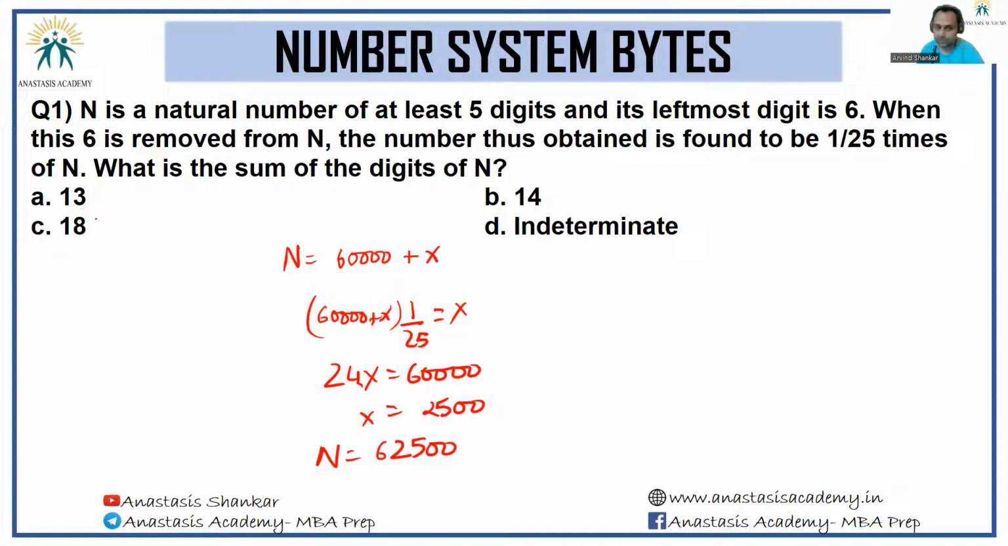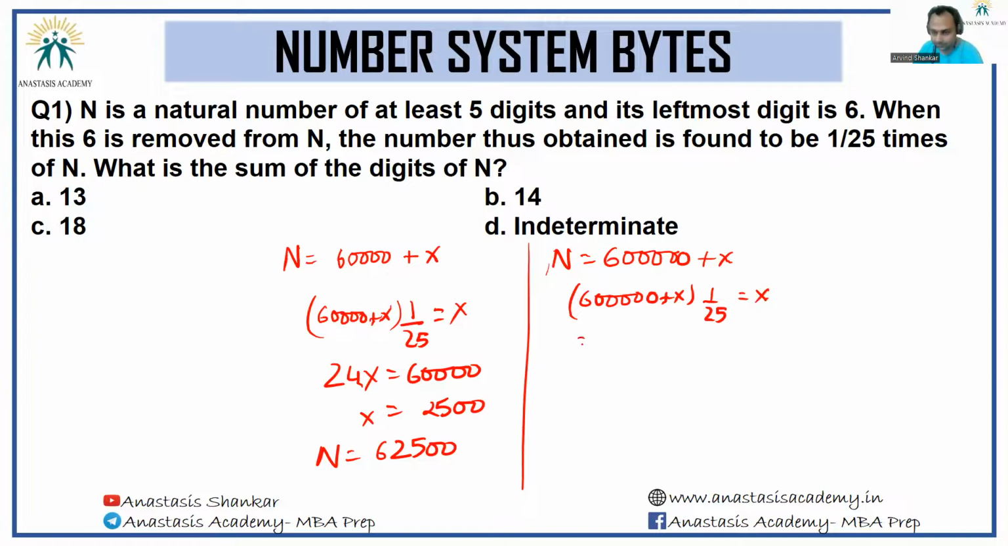I cannot mark it as 13 straight away because this is the least case that I've taken. I'd have to check at least one more case. So let's say n was equal to 600,000, 6 lakh plus x. Again, 6 lakh plus x into 1 by 25 is equal to x, which again gets me to 24x is equal to 6 lakh, or x is equal to 25,000.